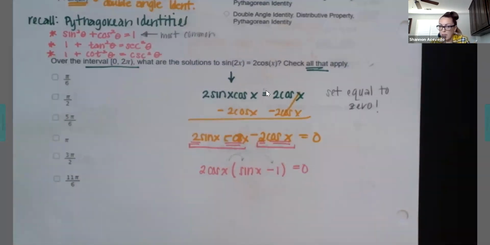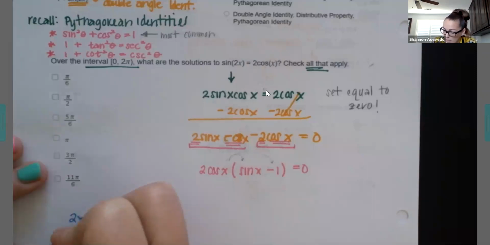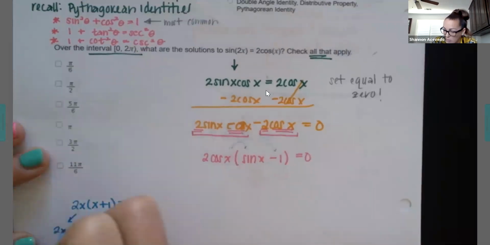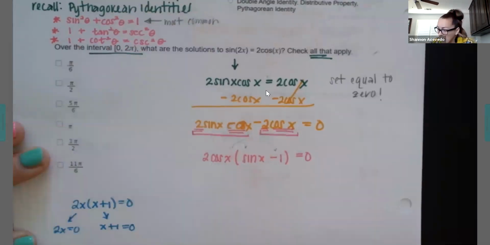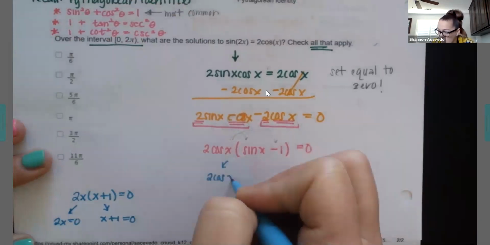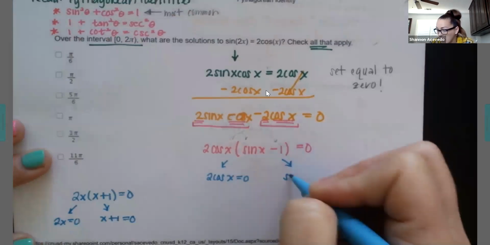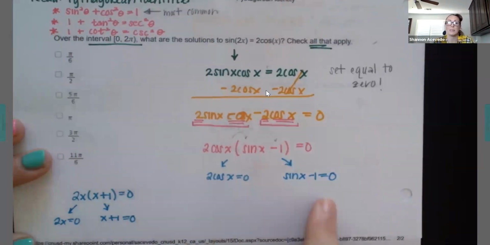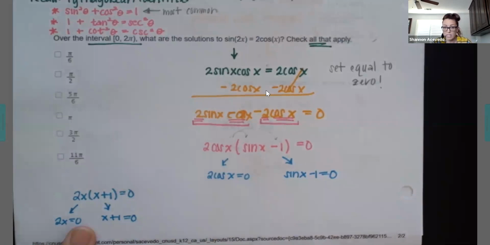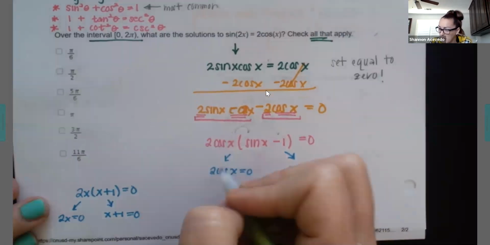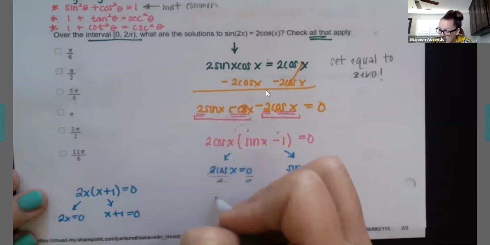Now, if I had something like 2x times x plus 1 is equal to 0, remember, we would set each of the pieces equal to 0. That's what our zero product property tells us, right? Same idea happens here. So I would take each one of these, my 2 cosine of x, set it equal to 0, and my sine of x minus 1 is equal to 0. So I would set each piece equal to 0. Again, that's my zero product property. Just like if I didn't have the sine or cosine values, it's the same idea. I could go ahead and divide both sides by 2 here. So I have cosine of x is equal to 0.